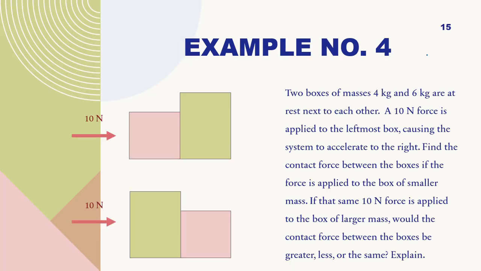Example number 4. Two boxes of mass 4 kg and 6 kg are at rest next to each other. A 10 Newton force is applied to the leftmost box, causing the system to accelerate to the right. Find the contact force between the boxes if the force is applied to the box of smaller mass. If that same 10 Newton force is applied to the box of larger mass, would the contact force between the boxes be greater, less than, or the same as before? Explain.